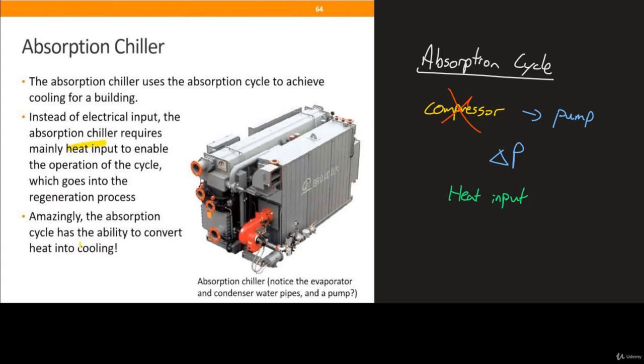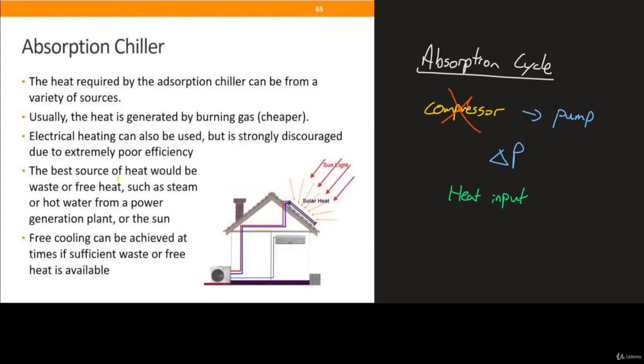There are a few methods. A cheaper alternative is burning gases, because we know burning gases is cheaper than getting electricity from the grid. But of course this is also not very ideal. Electrical heating is definitely strongly discouraged because the efficiency is poor. If we are going to use electrical heating, we might as well use the original vapor compression cycle.